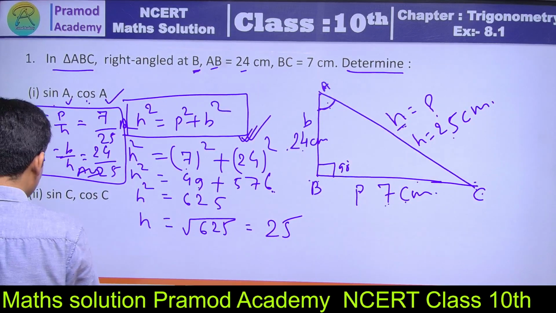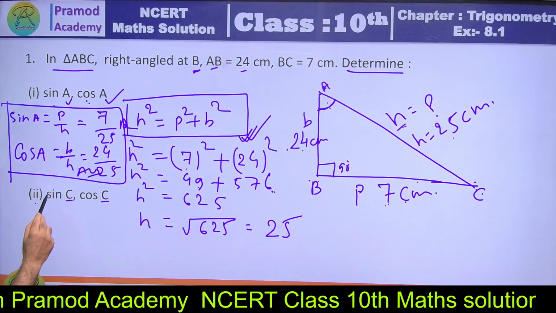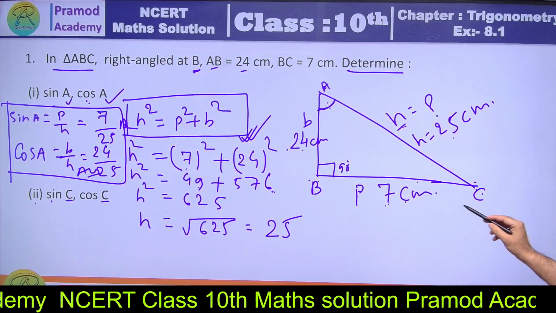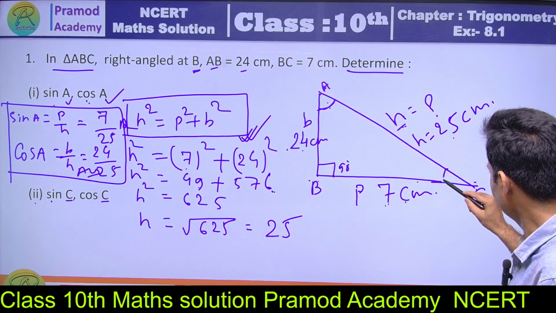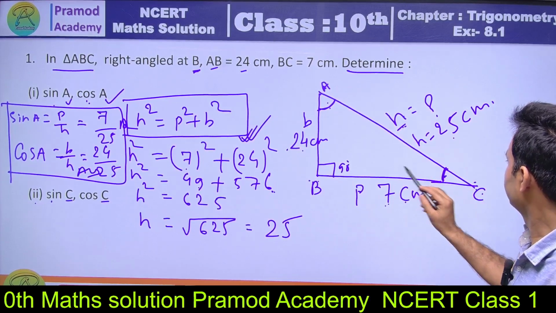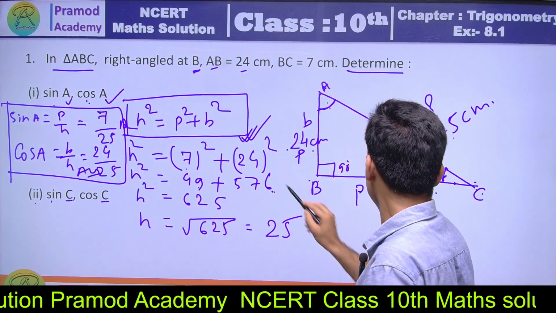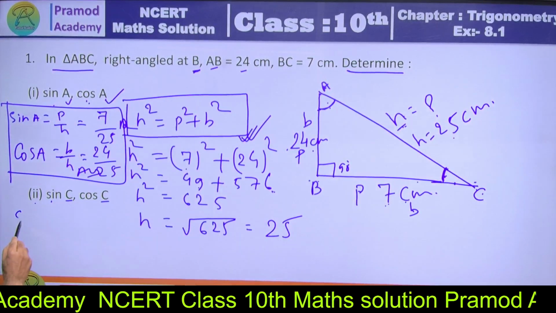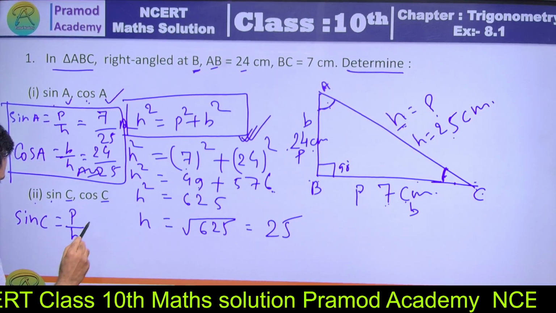Now I will talk about the second. Here the angle is C. Sin C and cos C. So in this case P and B will change. If the angle is C, this will be P and this will be B. So sin C equals P by H.